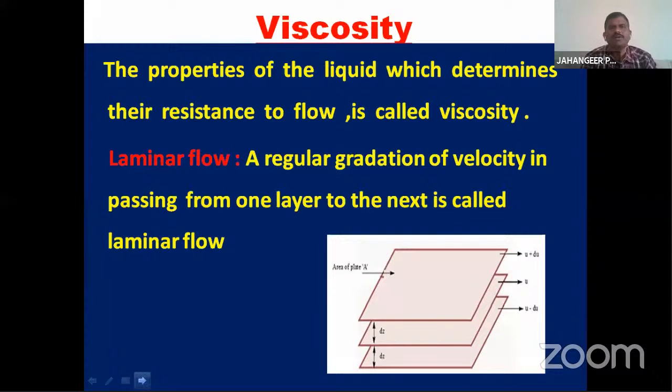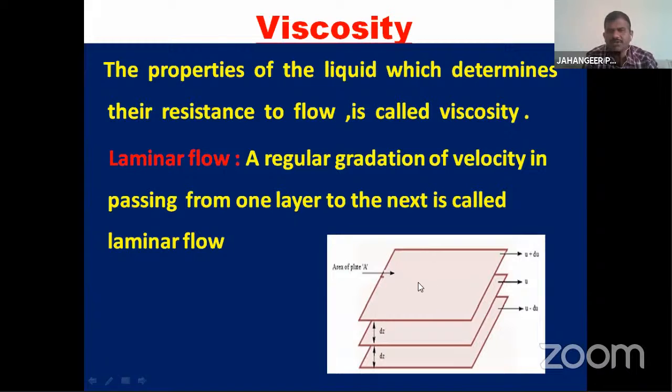Next one is viscosity. Generally, when a liquid is dropped on a floor, it flows a certain distance, and then the flow of the liquid stops. What is the reason? That phenomenon is called what? Viscosity. Viscosity is the property of a liquid which determines the resistance to flow. Resistance means to stop. Resistance to the flow of a liquid is called what?